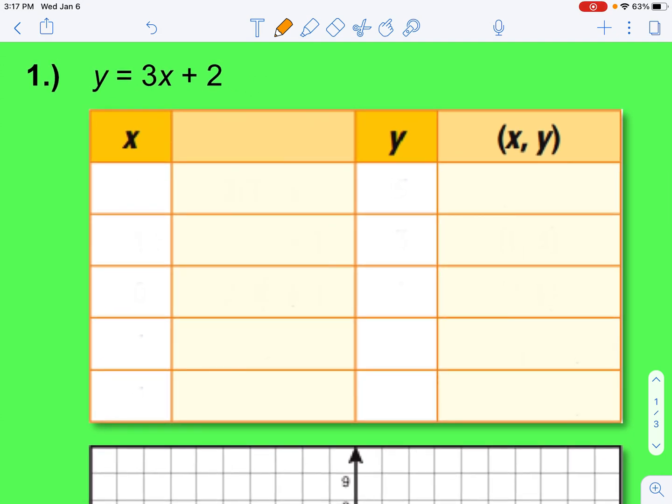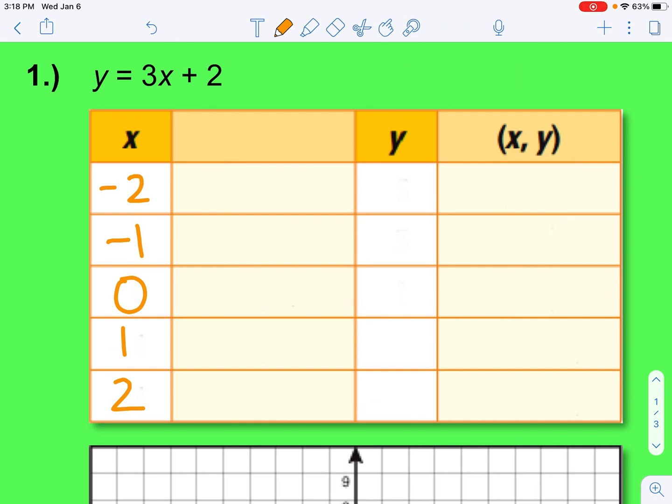When we are figuring out x values to use, these are the ones I like to use. They're simple, they're small numbers, they shouldn't be too complicated to solve. I like to just go in order. So negative 2, negative 1, 0, 1, and 2. So we need 5 values. That will give us a really good graph.